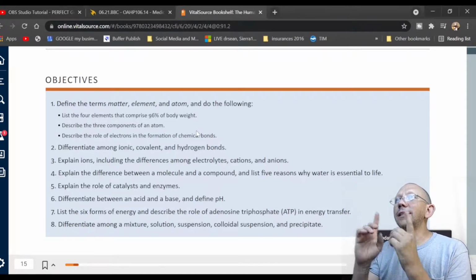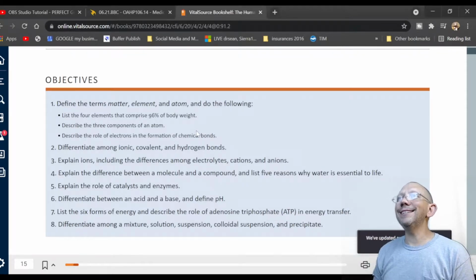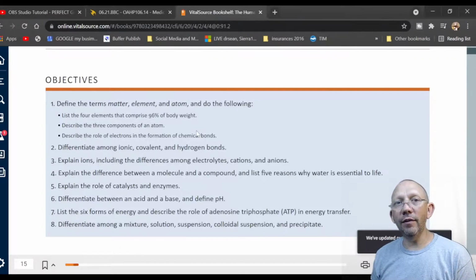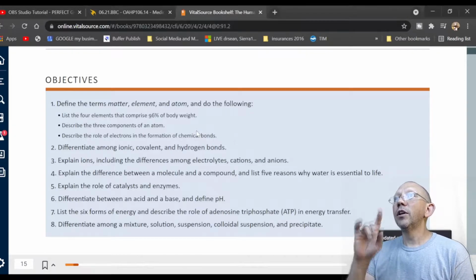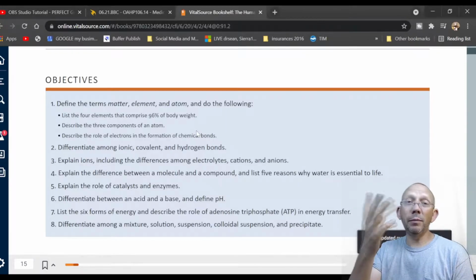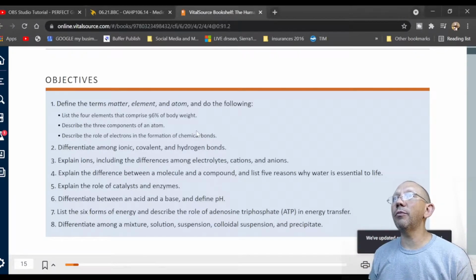And do the following. Let's see. List 4 elements that compose 96% of the body weight. First guess: oxygen and carbon, and then the other one's going to be hydrogen. So that's at least three of the elements right there, and probably nitrogen, I'm going to guess, is the 4th one. Describe the 3 components of an atom.